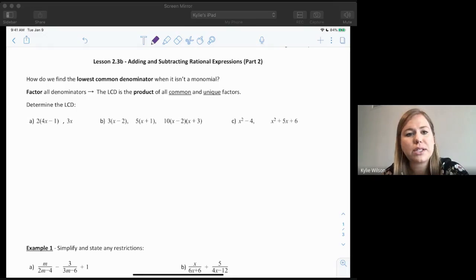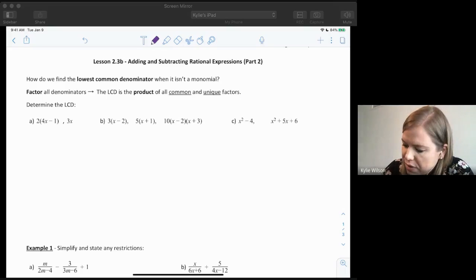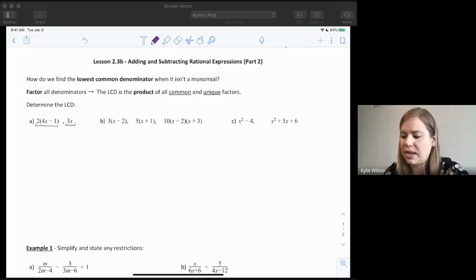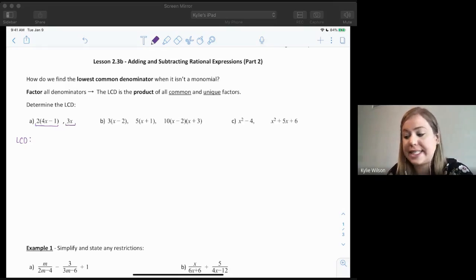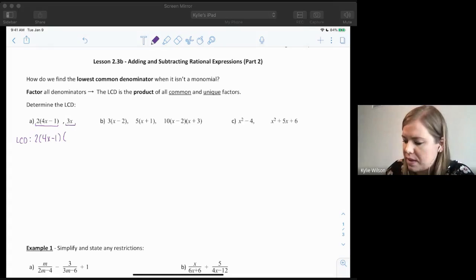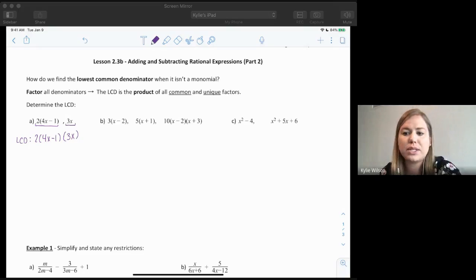So what we're going to start by doing is looking at these sets of numbers and trying to find the lowest common denominator. Basically, our denominator has to have all this stuff in it and all of this stuff in it. So in this case, the lowest common denominator needs to have that 2 times 4x minus 1, and it also needs to have 3x. So our lowest common denominator will just have everything in it.